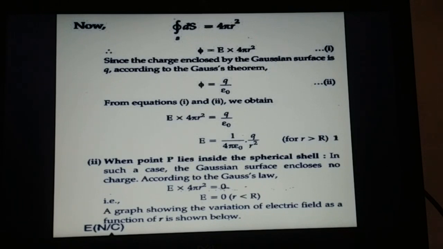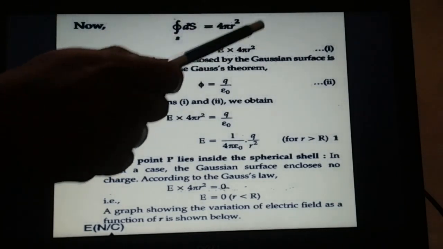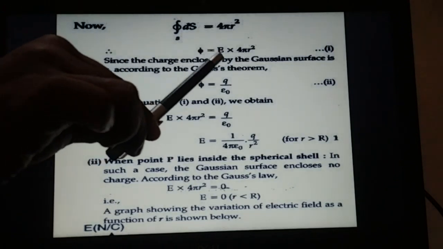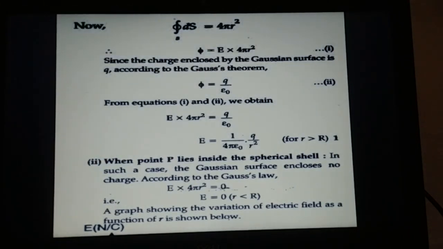When you are considering the flux, you are calculating the flux through the Gaussian surface. So you have to choose the Gaussian surface area. Here it is the Gaussian sphere. So you have to calculate the Gaussian spherical area whose radius is small r. So delta S will become 4 pi r square. So phi will become E into 4 pi r square. That is equation number 1. Phi is equal to E into 4 pi r square. So we have found the flux using the conventional formula.